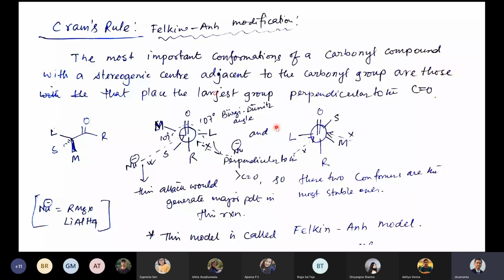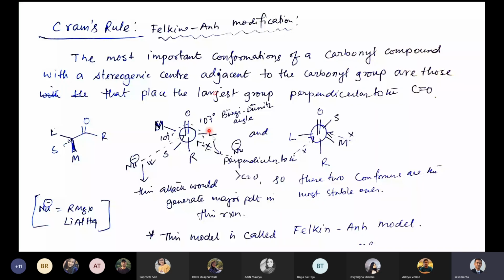So could you please again explain the Felkin-Anh model, like from where the nucleophile will attack? Yeah. Okay. So you have now understood the difference between these two models, Cram's model and the Felkin-Anh modification. This is not another model, but just a modification. So in Cram's model, the L is opposite. In the Felkin-Anh model, it is perpendicular. That is the only difference.